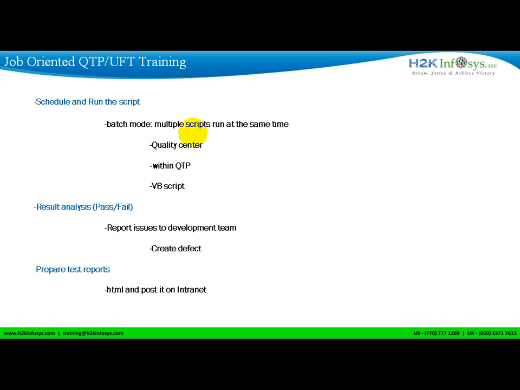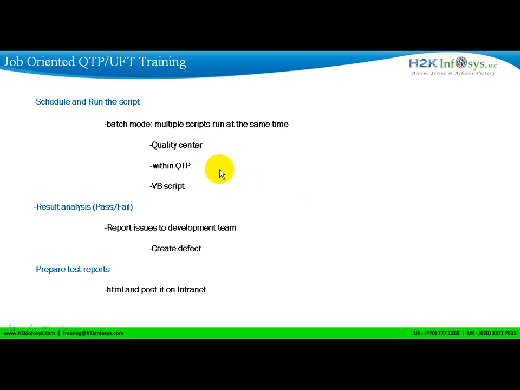And the next step is you schedule your test runs. You can use different ways. Either you can run your scripts in Quality Center, or you can run within QTP, or you can also do the VB scripting part to run your QTP scripts. Here you use the automation object model, and you can also schedule your scripts through Windows Scheduler. So these are the different ways. You can also run your batch scripts. That means you want to run multiple scripts at the same time, and then do the result analysis.